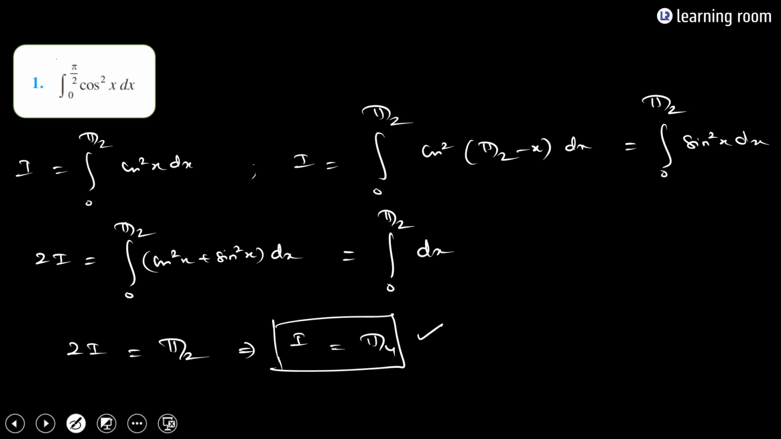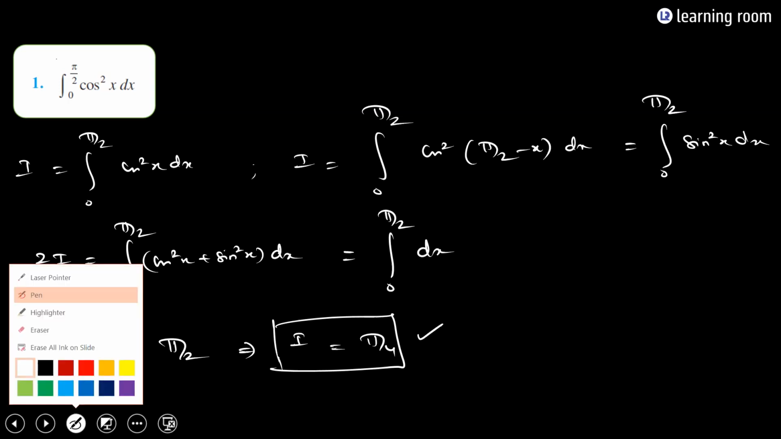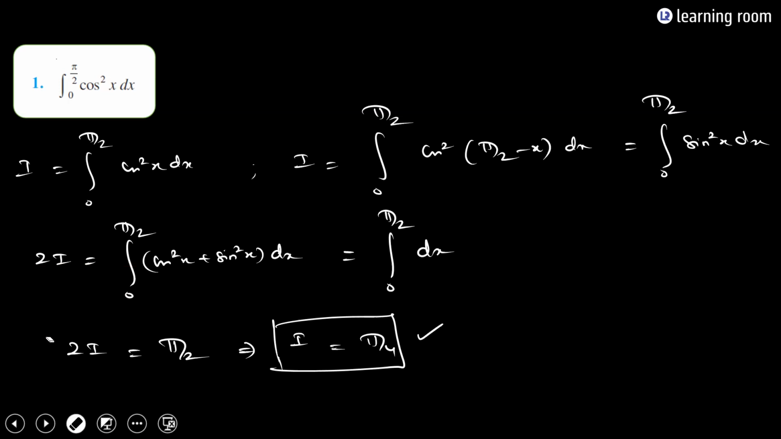Sir, I don't understand how it is equal to cos square x plus sin square. Did you attend yesterday's class? No, sir. You have to go through that because I can't explain the concept again. So what is the property number of P4? Okay, sir, I got it. Integral of 0 to a, there is some property like this.